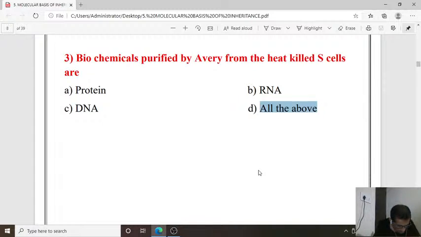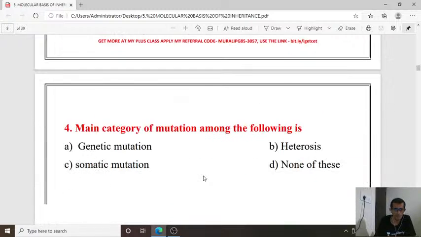So we are in third question. All the above is the right answer. Okay. All the above is the right answer. Got it. Next, fourth one.